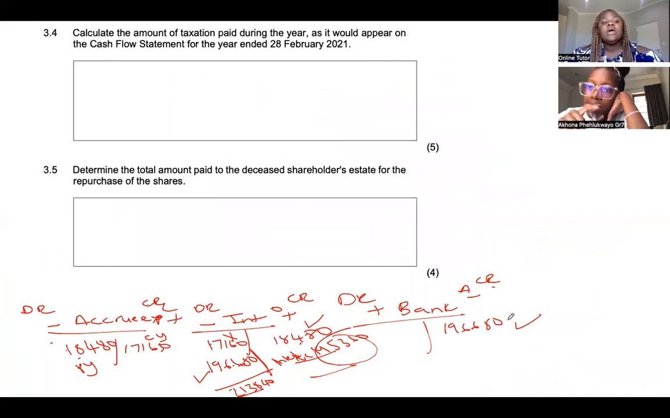3.2 is saying, calculate the amount of tax paid during the year as it would appear in the cash flow statement for the year ended 28th of February.